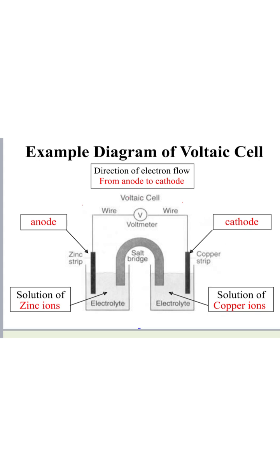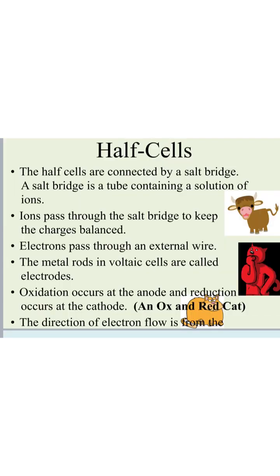Direction of electron flow is always going to be anode to cathode. Okay, so it's always going to go in alphabetical order, from A to C. The half cells are connected by something called a salt bridge. This is a tube containing a solution of ions. These ions pass through the salt bridge to try to keep everything balanced.